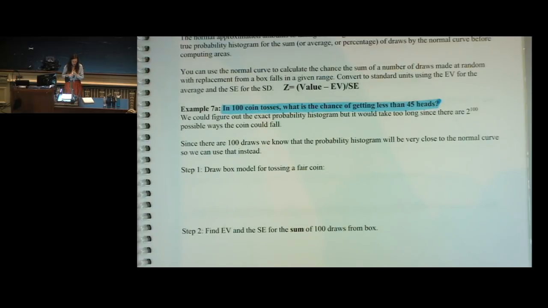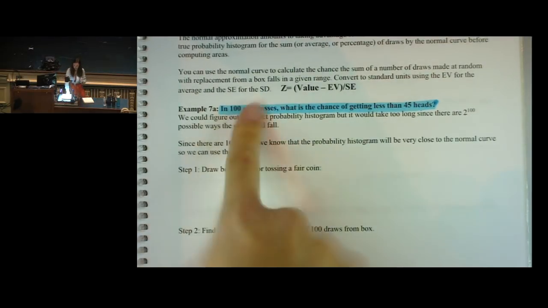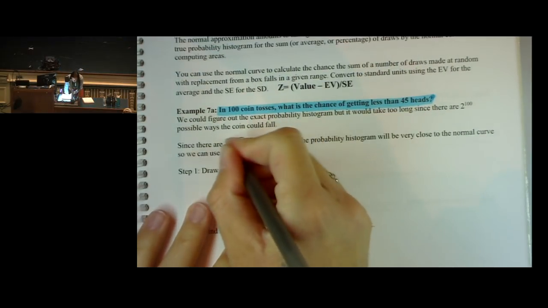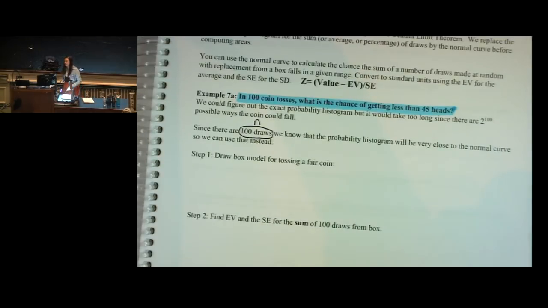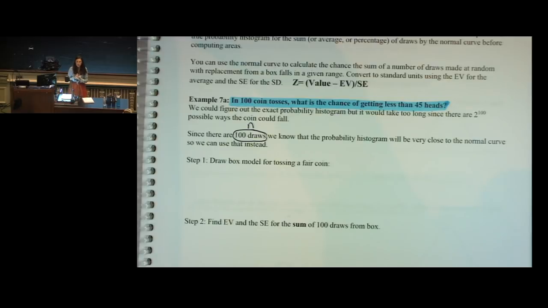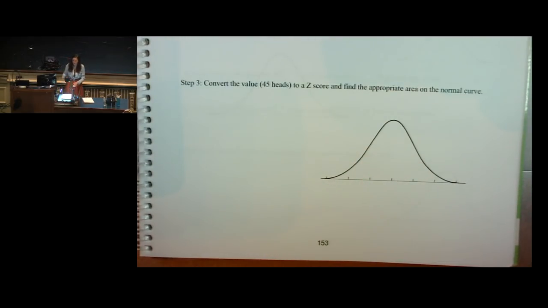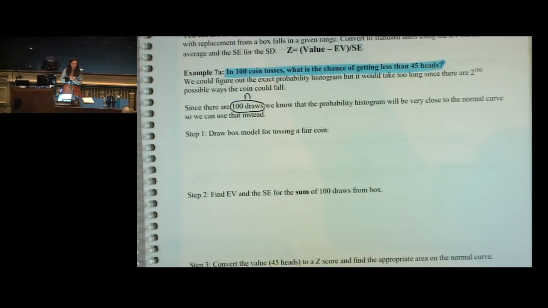All right, so what we want to do basically is say, okay, we have 100 draws, right? We're tossing a coin 100 times. N is 100. And it says since there are 100 draws, we know that the histogram will be very close to the normal curve. So we can just use that. I don't have to draw a histogram. That'll take forever if there's 100 draws. But I'm just going to use the normal curve. And basically, I'll mark 45 heads on this curve and shade the area to the left to figure out the chance of getting less than 45 heads.